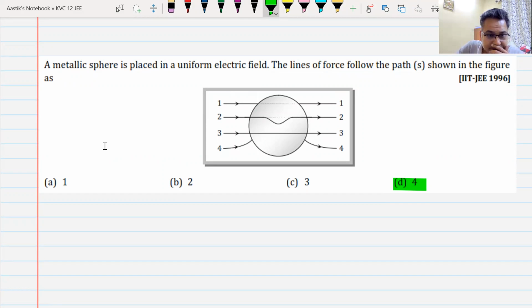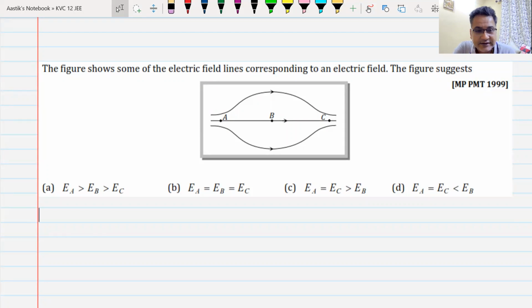Next one. The figure shows some of the electric lines corresponding to electric field. What do we understand from this figure? Nothing, sir. The figure is looking good, sir. I appreciate the beauty of the figure, but I don't understand what we understand. The figure is fatter at the middle and slimmer at the ends. Option C, sir. That is what I understand, sir. What is the answer? Option C, sir. How did you get option C?